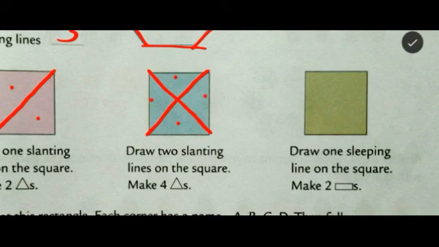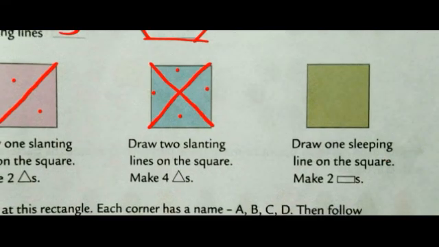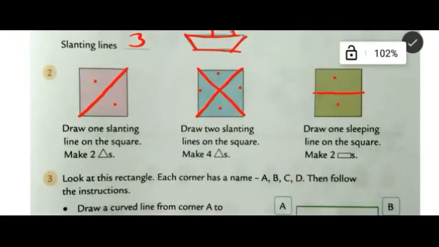Okay. So, now see the third one. Draw one sleeping line on the square and make 2 rectangles. So, this is our sleeping line. When you make one sleeping line, it will give you 2 rectangles. 1, 2. Okay. Now, see the next question given here.